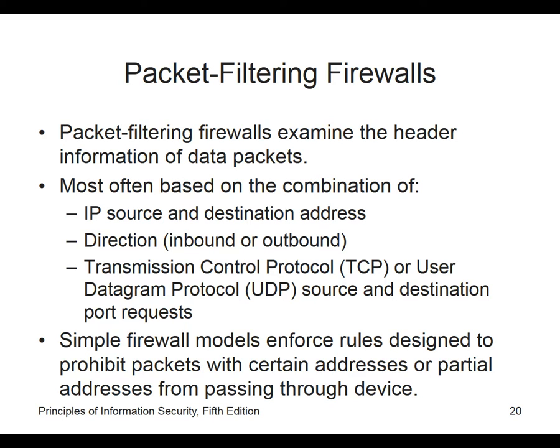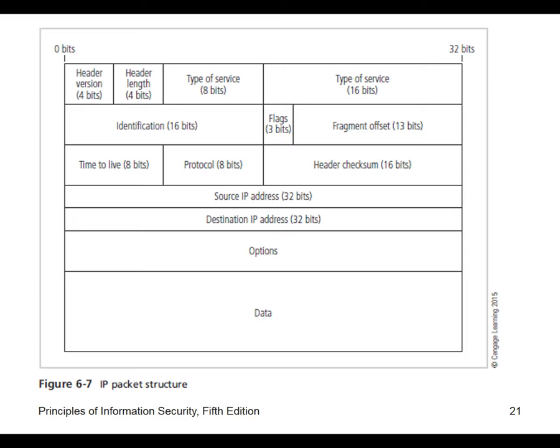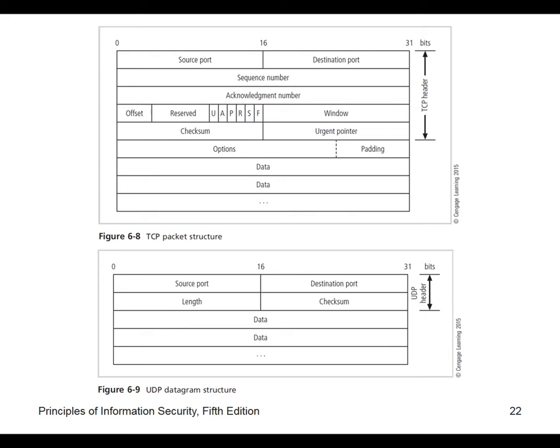I think it's a couple slides, but here's an IP packet. You'll see we have the length of it. Down near the bottom, you'll see source address, destination address. We can sort by that. We can sort by all kinds of different things. There's a UDP packet. We can sort by TCP and UDP, by sequence number, acknowledgement number.